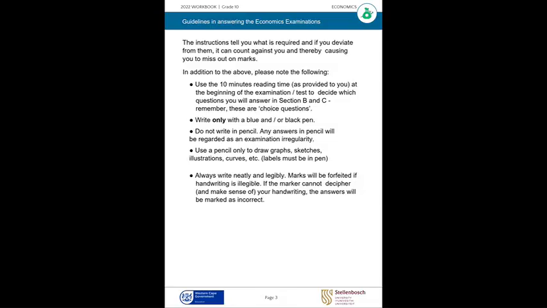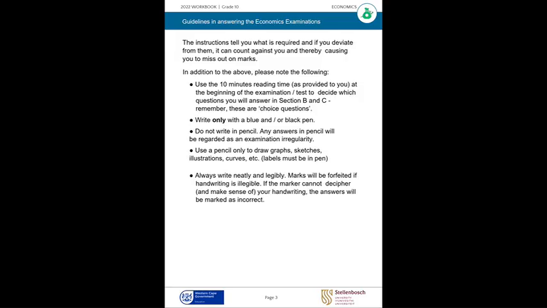So, what I want to concentrate on this morning is the guidelines in answering the economics examinations. Please bear in mind, you guys have never written an economics exam as such. You've written tests up till now, but this is just to help you understand the exam layout and how you go about answering not only examination questions, but your test questions as well, as your test questions are set in order to get you ready for the examination.